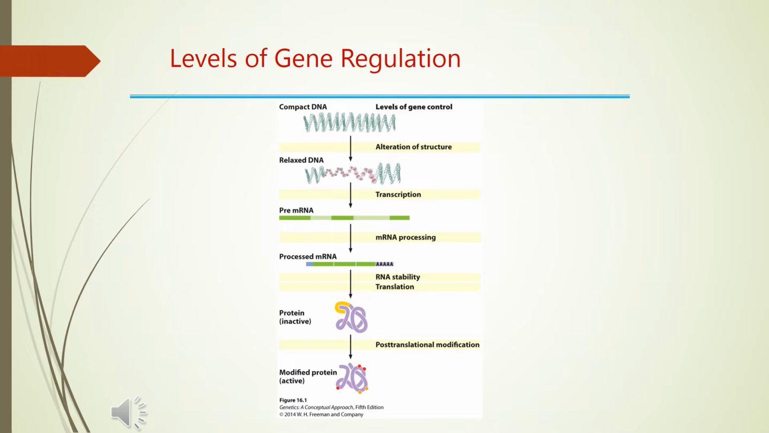So this processed mRNA, that means a lot of post-transcriptional modification will occur in pre-messenger RNA. This processed mature messenger RNA will undergo translation, and the translated product will be an inactive protein, and it will undergo post-translational modification to become a modified active protein. So there are sites at which regulation is possible. mRNA processing is one step. Post-translational modification is also there. So there are different sites at which gene regulation can be controlled.